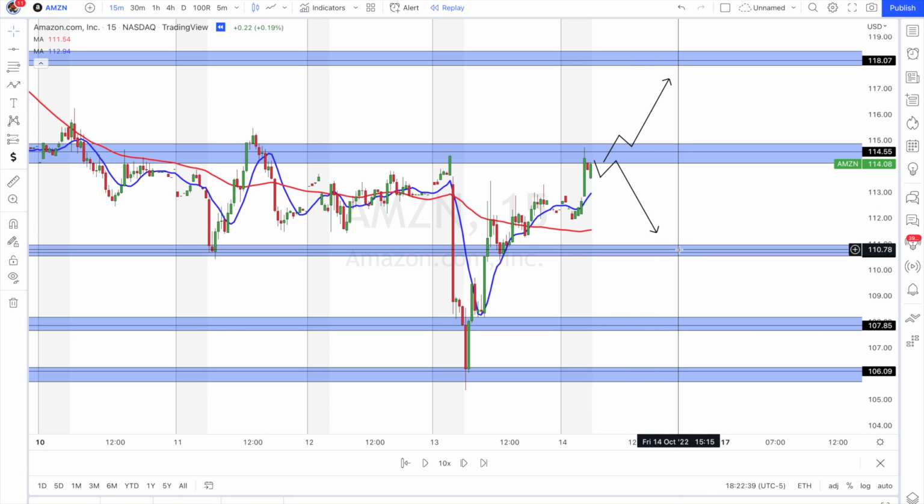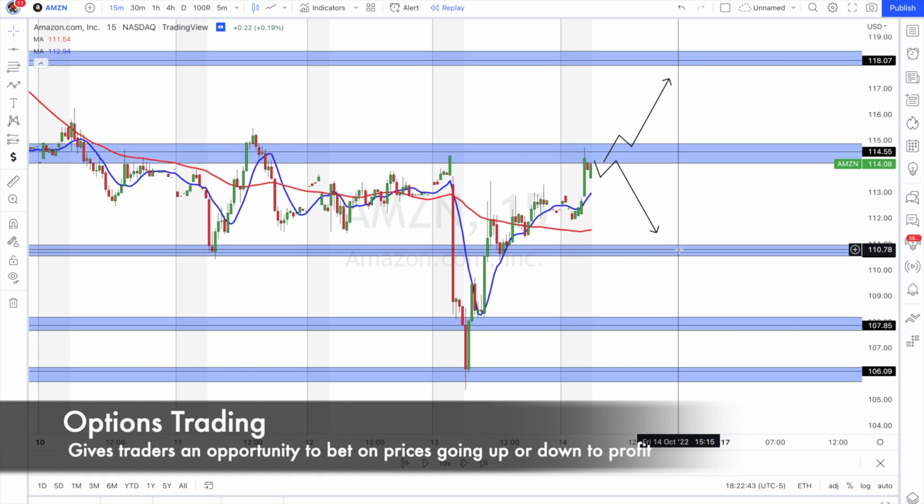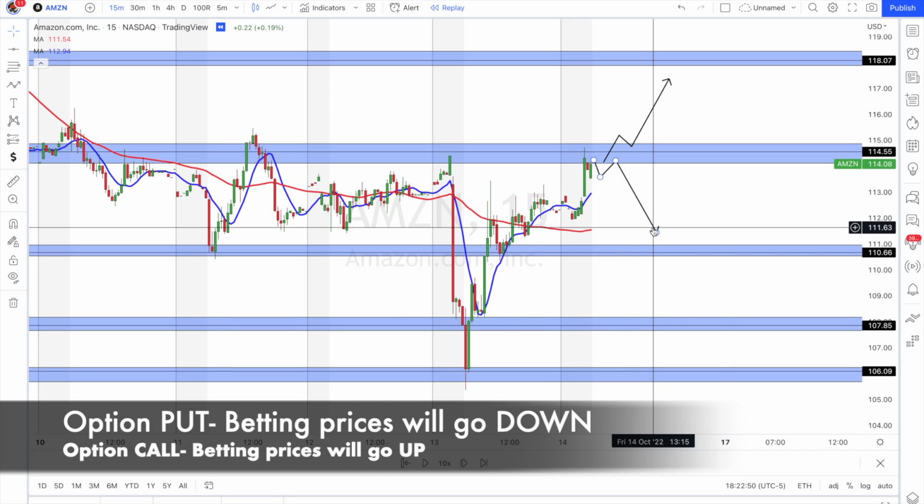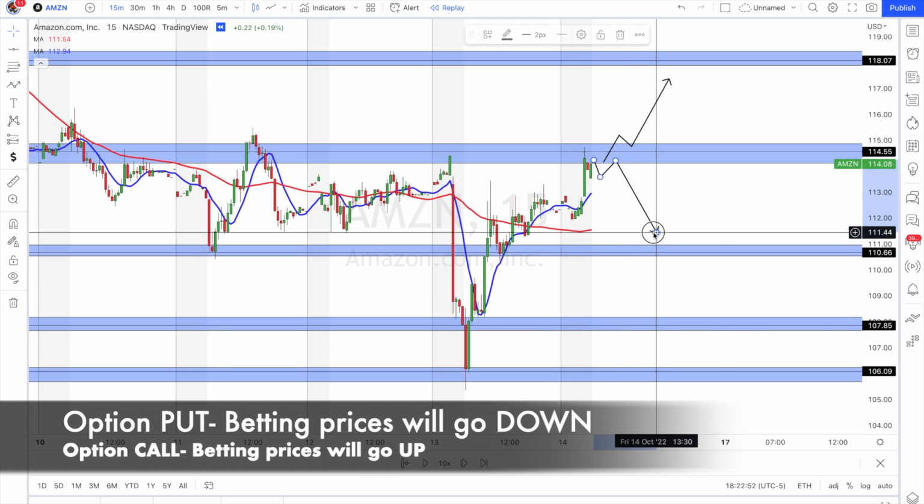Now, how can you trade Amazon as prices go down? Well, there's something called options trading, which is what we like to focus on. Something called puts. You are betting that prices will go down. Let's see what happens with Amazon here.